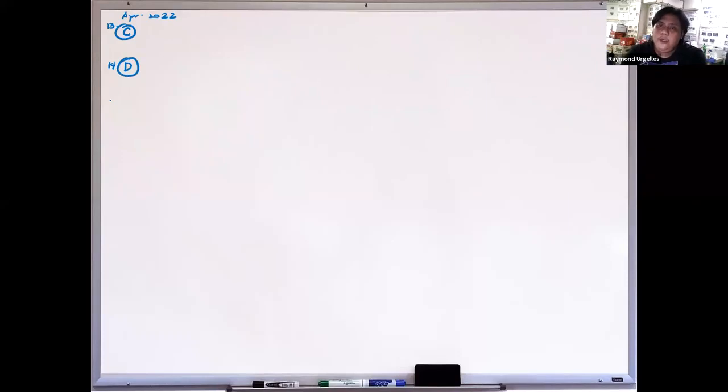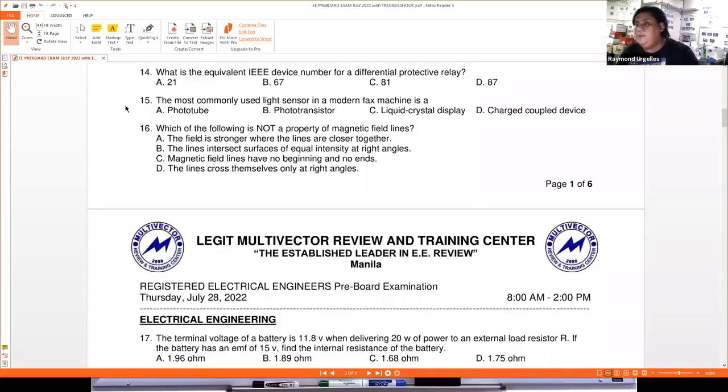Actually makikita nyo rin sa electrical equipment natin na handouts yung mga lumabas na sa board exam na device function numbers. Nandun sa mga examples doon. Itong number 14, lumabas na to dati, pero ang tanong doon is for which of the following has a device function number of 87. So baliktad lang.